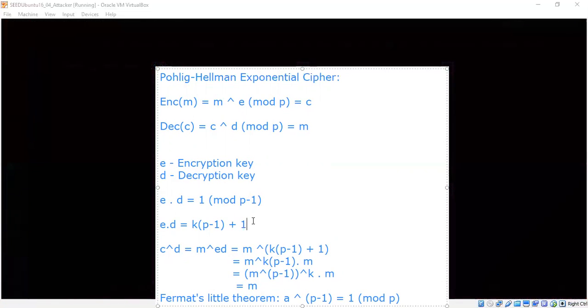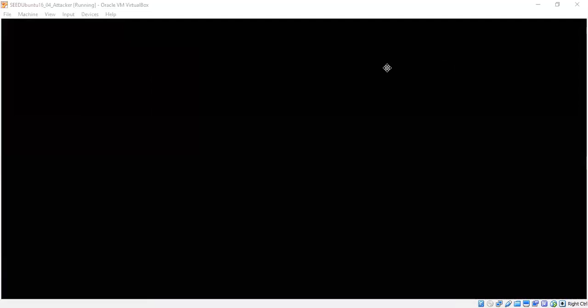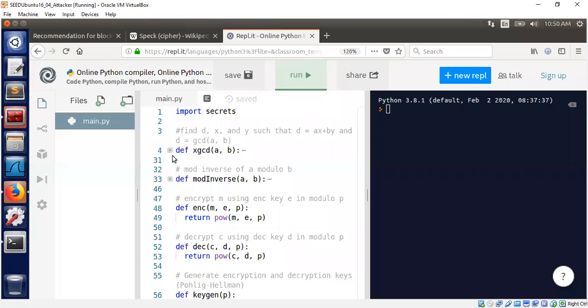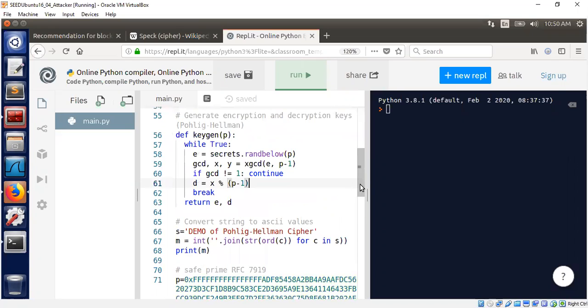Okay, so having said that, now let's do a quick implementation and study this algorithm using a concrete implementation. I did a quick implementation using Python, and I'm going to use an online Python compiler to compile and run it for us. So what is the first thing we need? Of course, we need to generate encryption and decryption keys, right? So here's the key generation part.